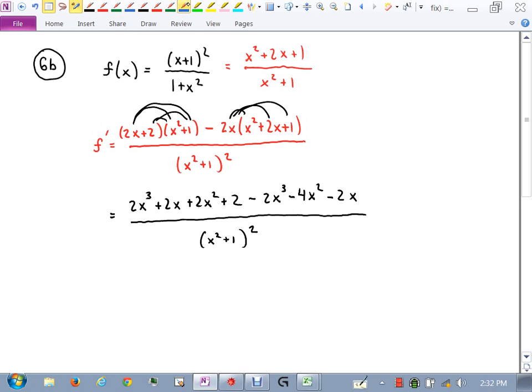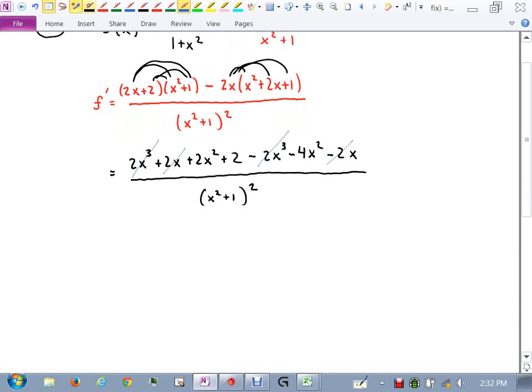Do I get anything to go away? I'm hoping for the best here. Let me see. These are gone. 2x here is gone. That's it. That's all. So how about I just put 2 minus 2x squared on top, and on the bottom, x squared plus 1 squared.